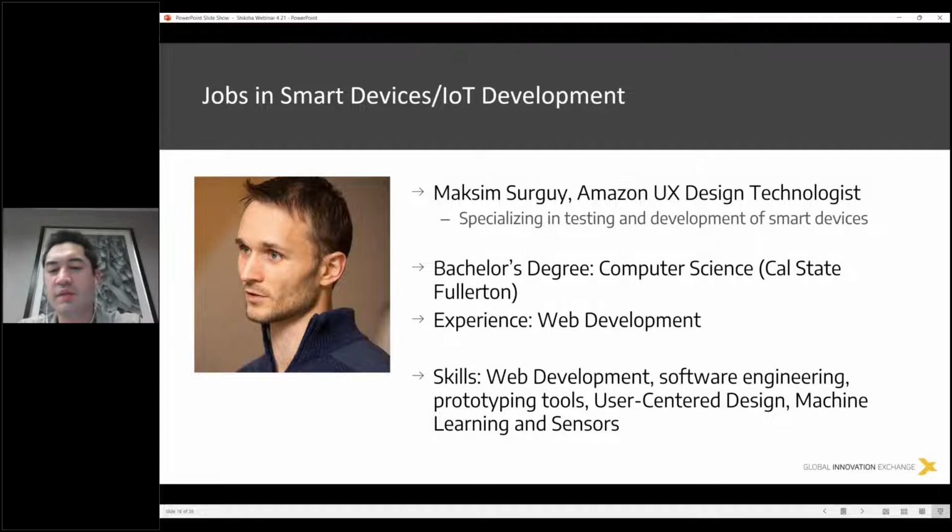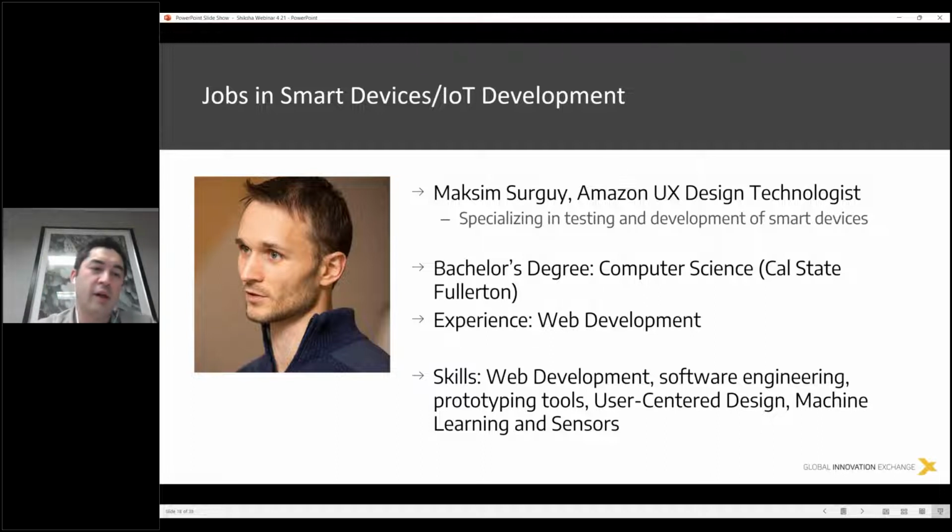And so he was able to leverage a lot of those skills like web development and software engineering, but also gain a strong emphasis on the hardware side by learning to use different prototyping tools and user-centered design, and then machine learning and sensors. And he's able to apply those now in his role at Amazon in the creation of smart devices. So we're talking about things like Alexa and the different other smart devices that Amazon develops currently.